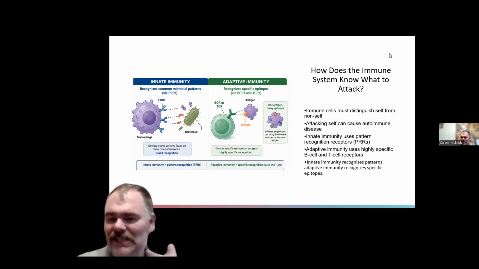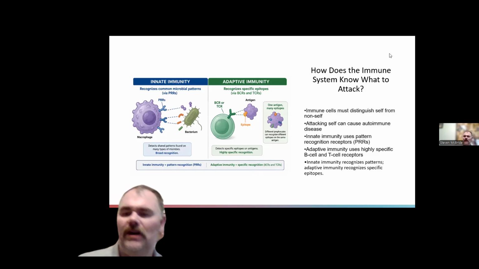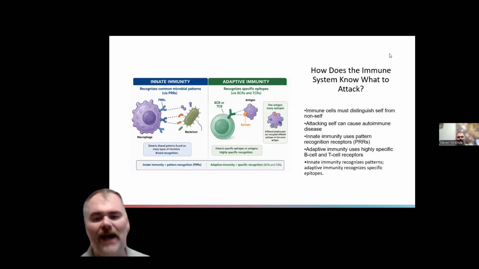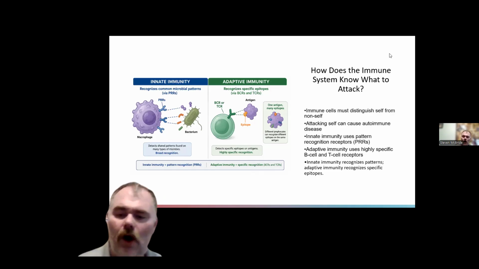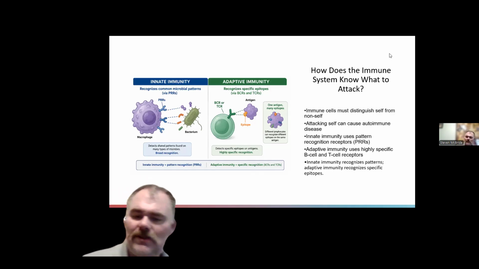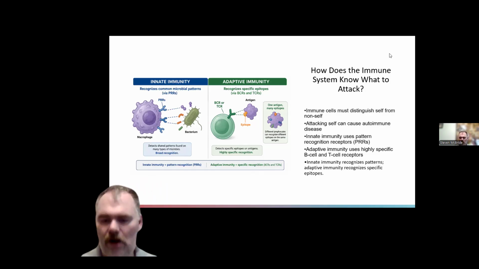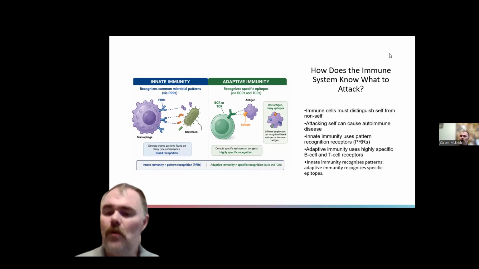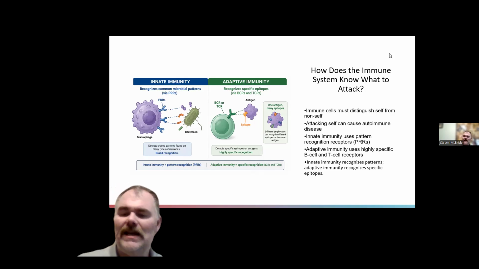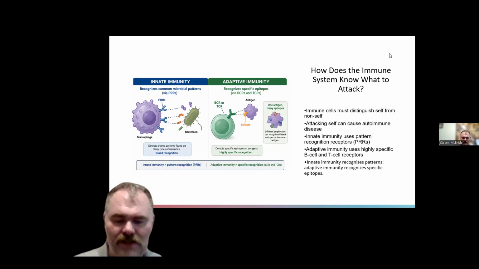Adaptive immunity takes specificity much further. Instead of recognizing broad patterns, B cell and T cell receptors recognize specific epitopes on antigens. This allows the immune system to distinguish among different pathogens with remarkable precision. The ability to recognize specific foreign molecules while tolerating self tissues is essential for effective immune function without immune system disorder.